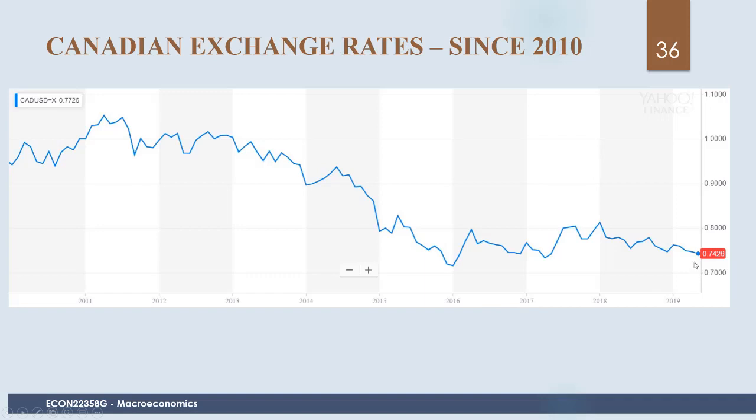Here's a more updated picture. So this is 2010 to early 2019, and we can see that the Canadian dollar depreciated a lot since this peak here. A lot of this is because of the fall or collapse in the price of oil. We produce oil, and so people need to buy Canadian dollars to get our oil, so the value of oil is much less, so fewer Canadian dollars are needed.